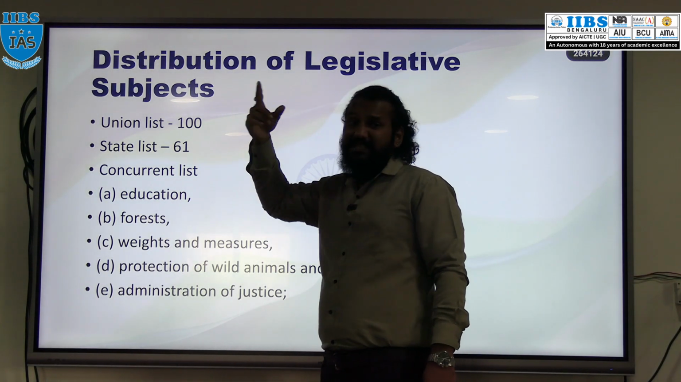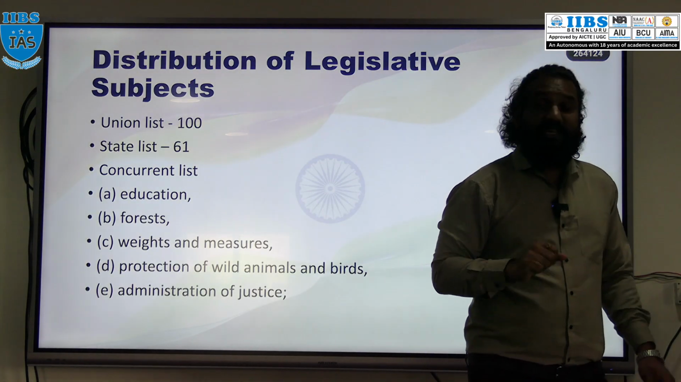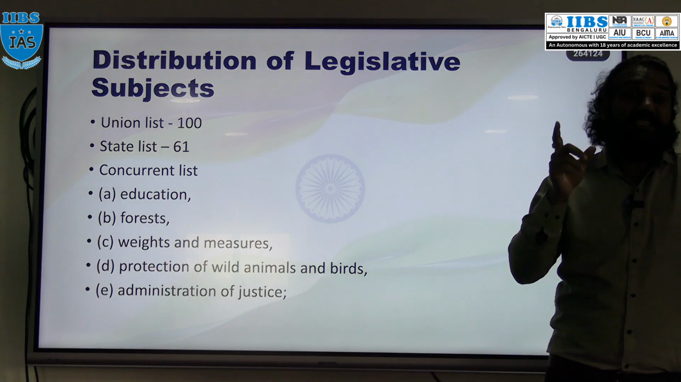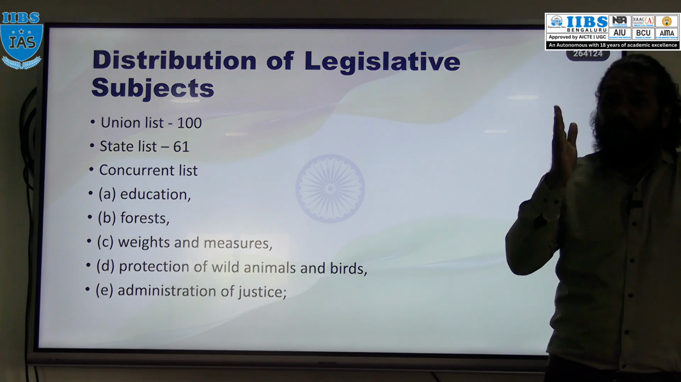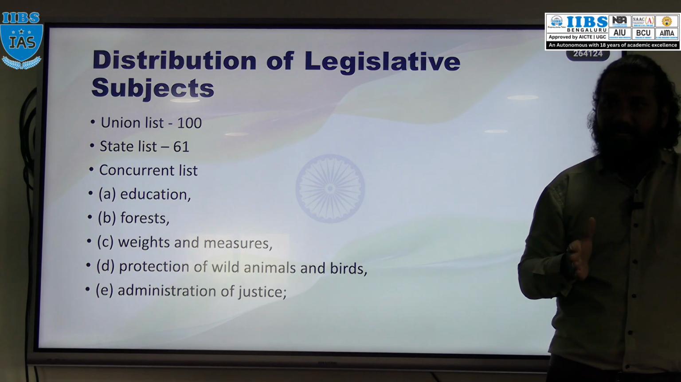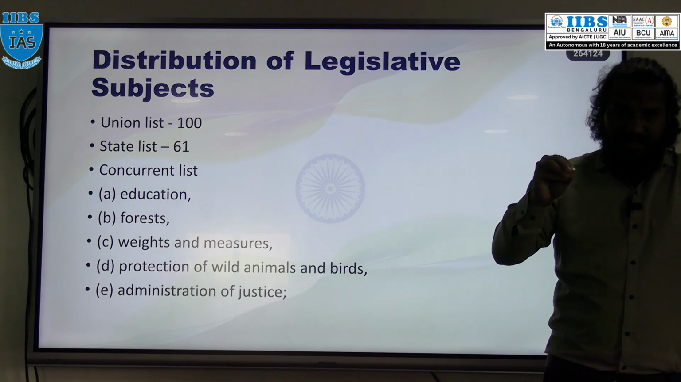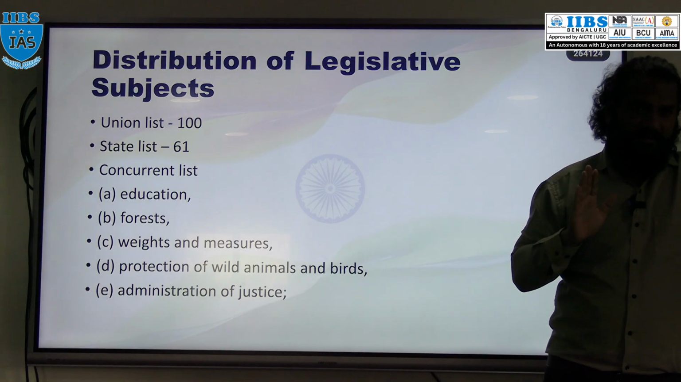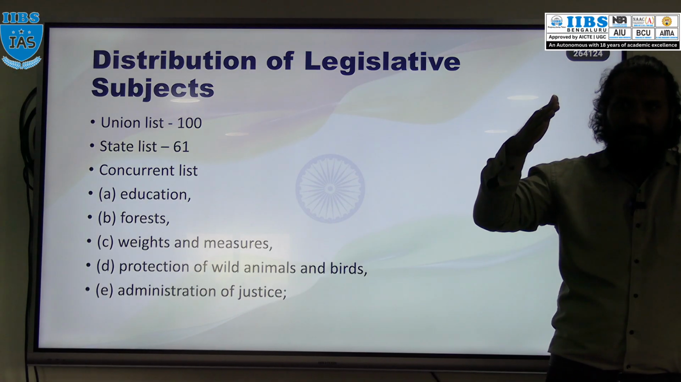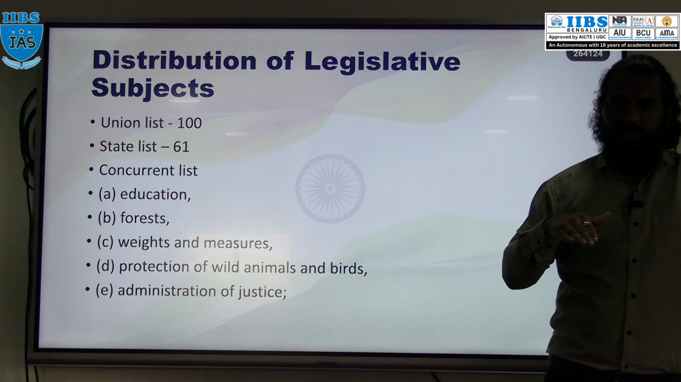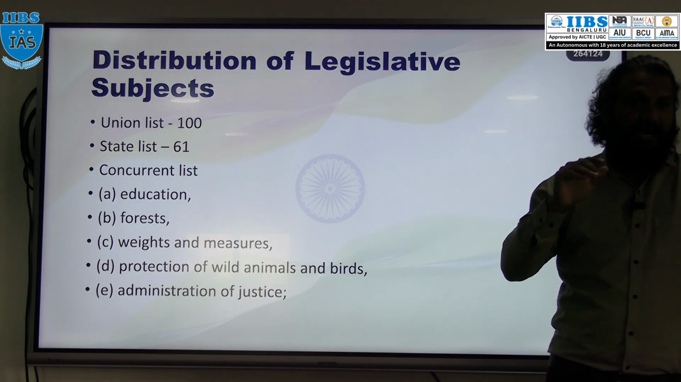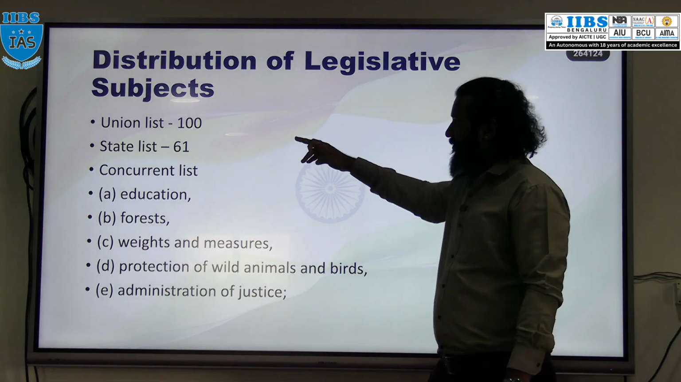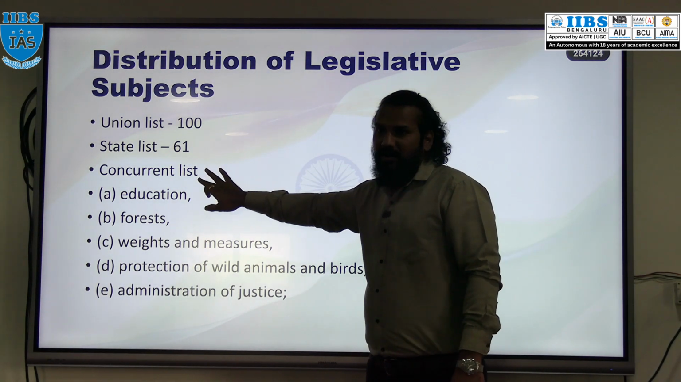The state list was having 66 subjects. So by the 42nd Constitutional Amendment Act, 5 subjects were transferred from the state list to the concurrent list. By which Constitutional Amendment Act? 42nd. What are those 5 subjects which were transferred from the state list to the concurrent list?